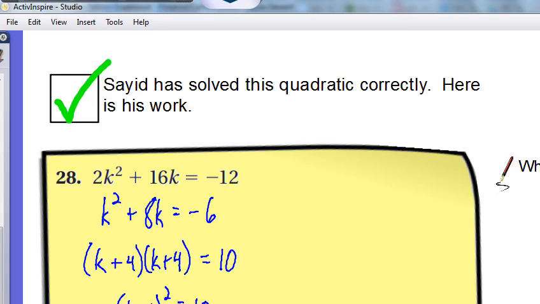Saeed has solved the quadratic correctly. Does his work. First thing Saeed does is divide by 2. Why is that? Why don't you, in your own words, write why he would do that? Why would he divide both sides by 2? What do you think he would do that?